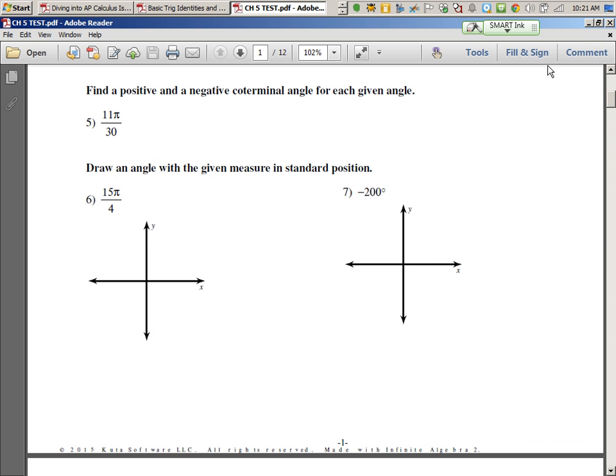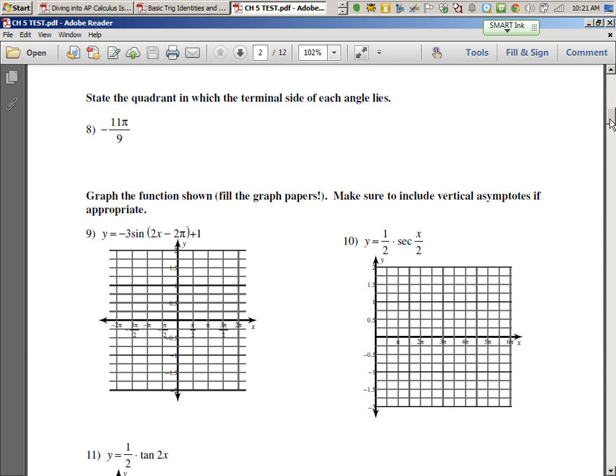Okay, let's go on to this page. State the quadrant that the terminal side of each angle lies in. So again, you can think of pi as 180, that's really what it is in degrees world. So if you want to think of it as 180, that might help you. You think of it as negative 11 ninths of 180. And this just reduces to 20. So this is just basically negative 220 degrees.